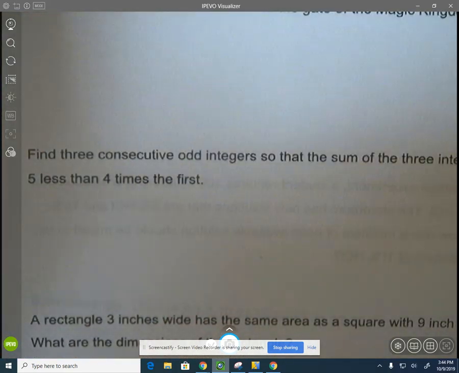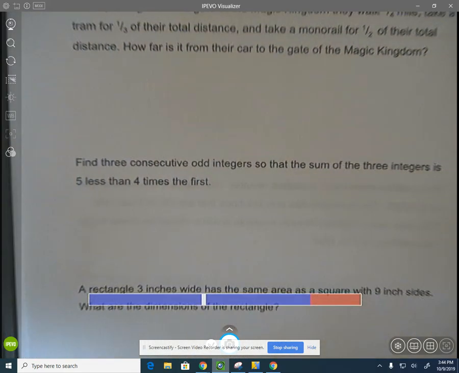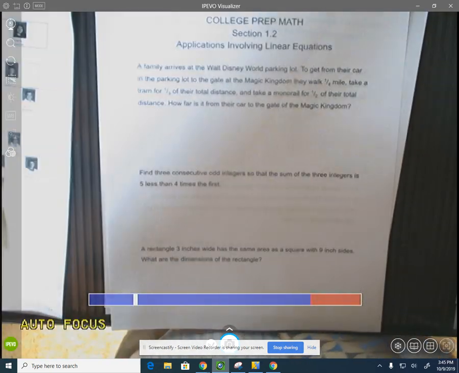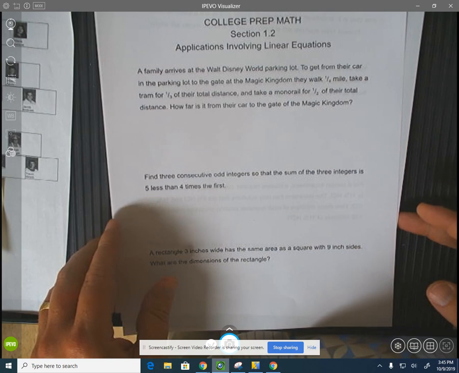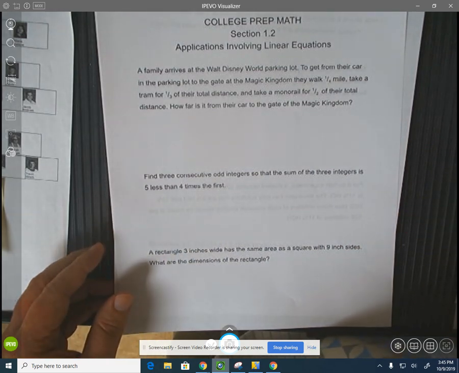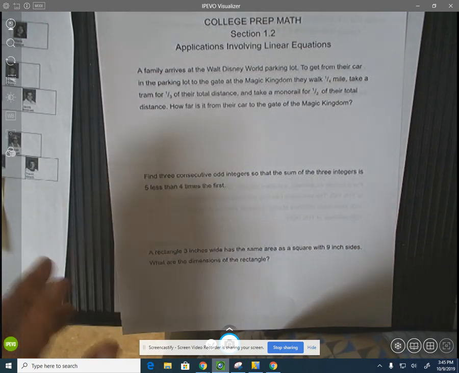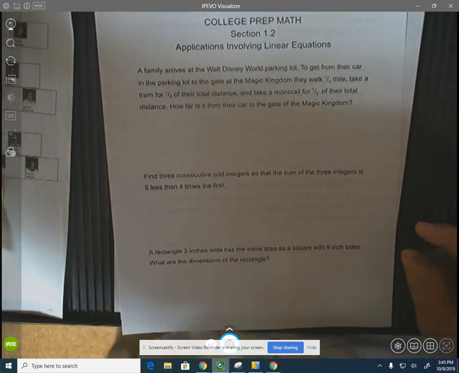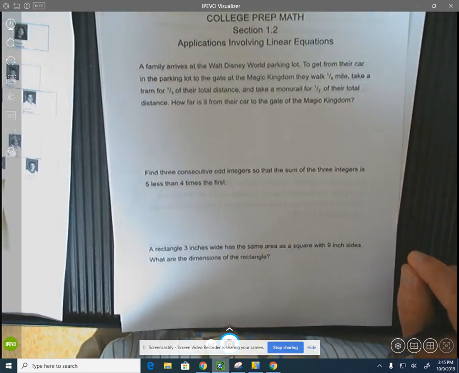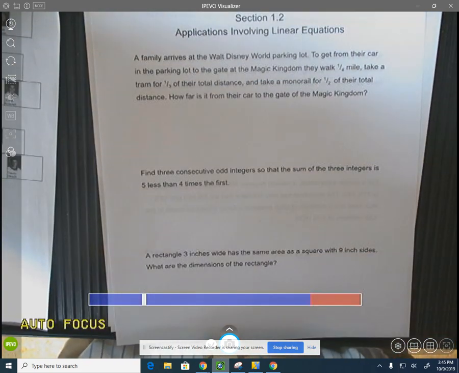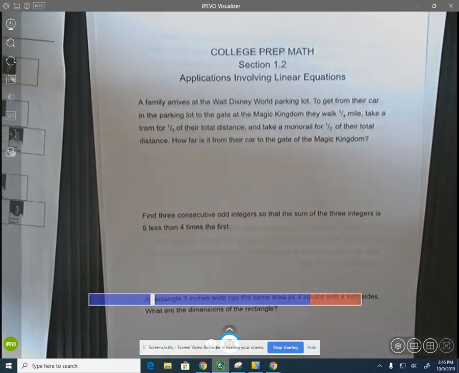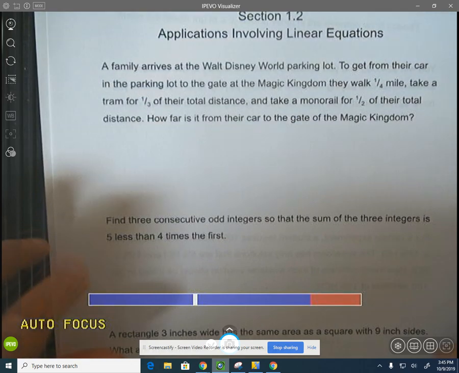Right, so looking at section 1.2, applications involving linear equations. We just looked at in section 1.1 how to solve linear equations. Now we're going to look at how we can solve some word problems using those linear equations. So we've got just 6 examples to work through. We'll work through these together again. Feel free to pause this video, try it on your own, or replay it as many times as you need.